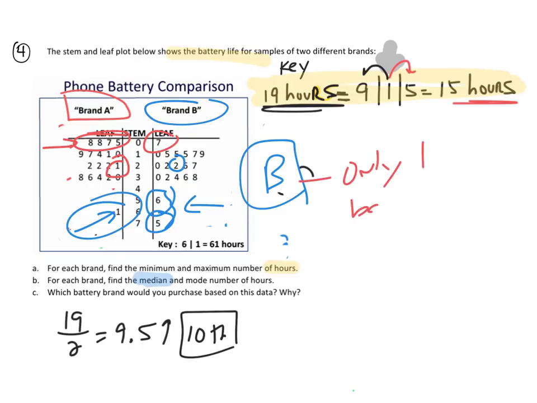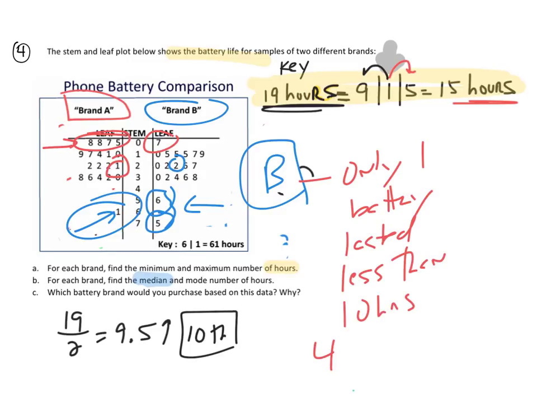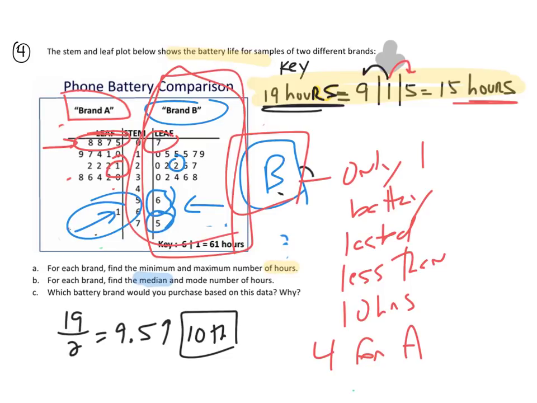battery lasted less than 10 hours, compared to 4 for battery A. So as long as you give a mathematically, statistically correct data value and answer, you can justify each brand. But if it were me, using the statistics, using the data, it looks like brand B is the better choice.